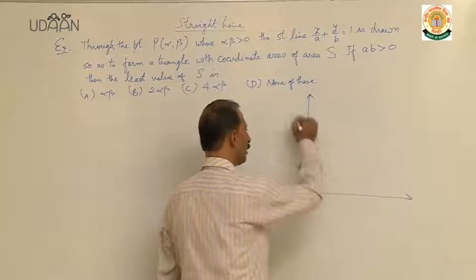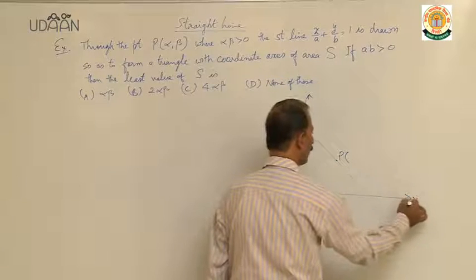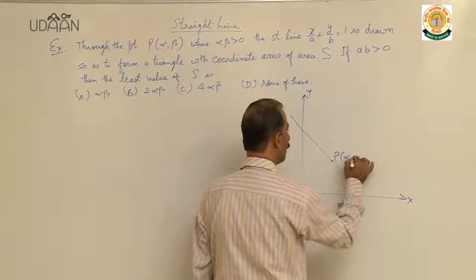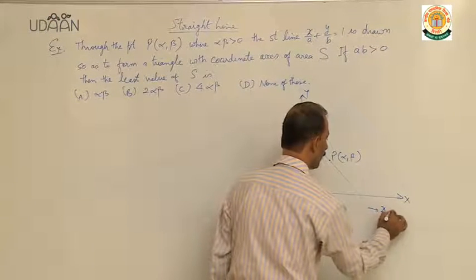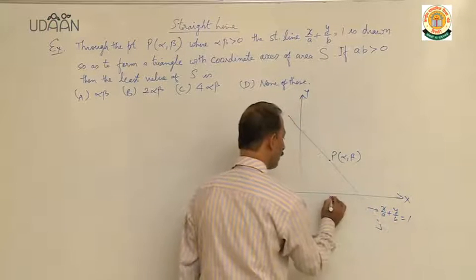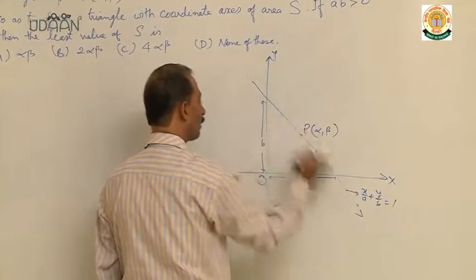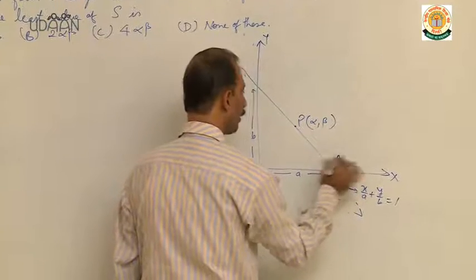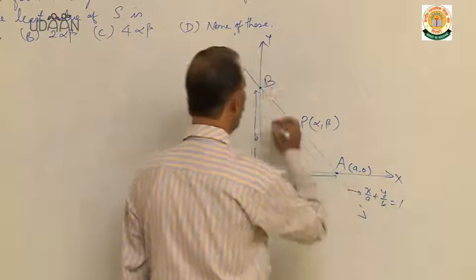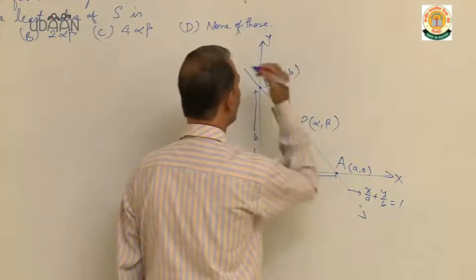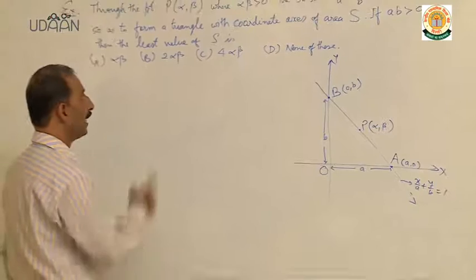A into b is positive. I have taken a positive intercept with the x-axis and y-axis. The point is alpha beta. This is the line whose equation is given, x upon a plus y upon b is equal to 1. This length will be a, this length will be b. Say this is the point A, this is the point B. So coordinates of the point A will be a comma 0, coordinates of the point B will be 0 comma b. Now this is the triangle OAB whose area is given.